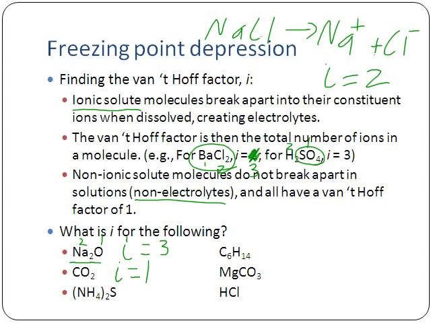(NH4)2S. In this case right here, NH4 is ammonium. That's a polyatomic ion. And we have 2 NH4s here, and we have 1 sulfur. And so I for this one is going to be basically 3. That is ionic.